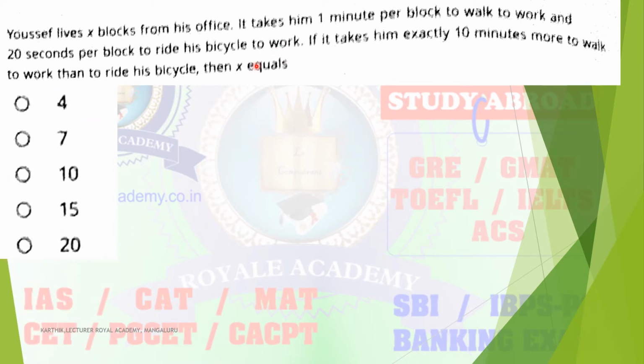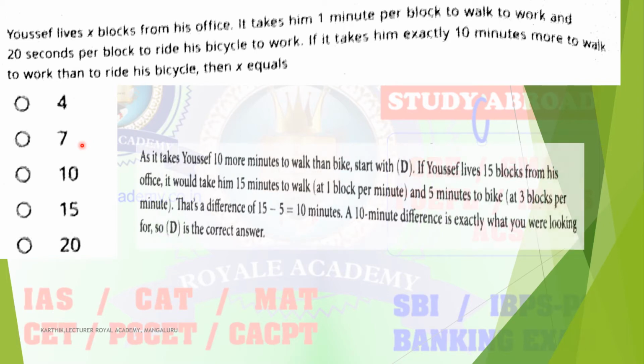So these are the options. How do we determine this type of problem? Yusuf takes 10 more minutes to walk than by bicycle. Let's start with option D, which is 15. If Yusuf lives 15 blocks from the office, then home to office could be 15 minutes.